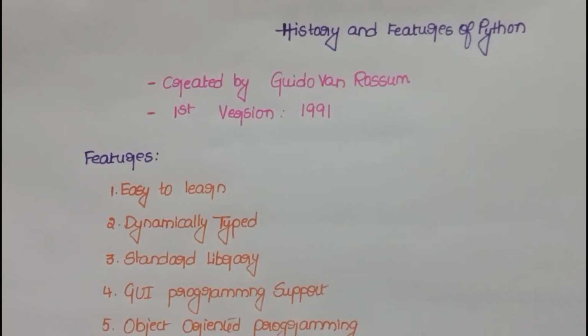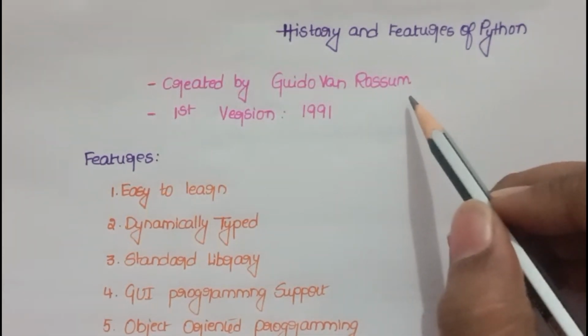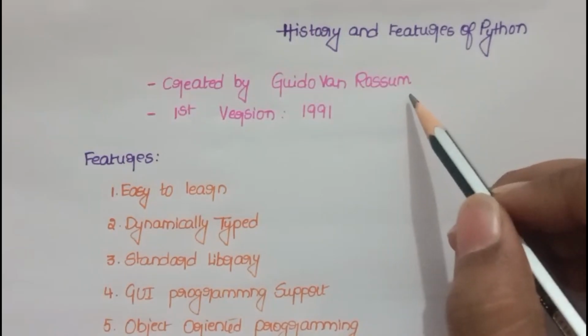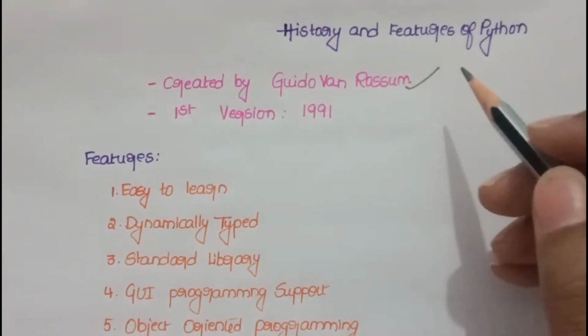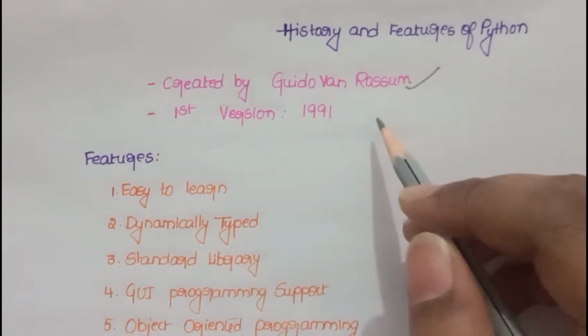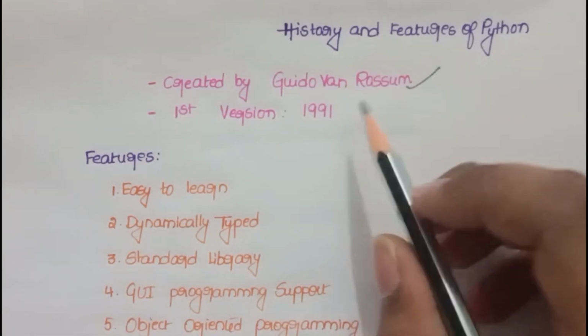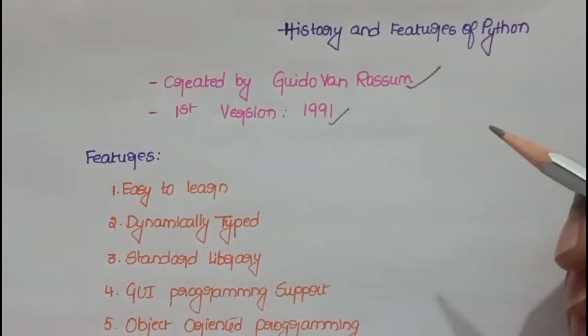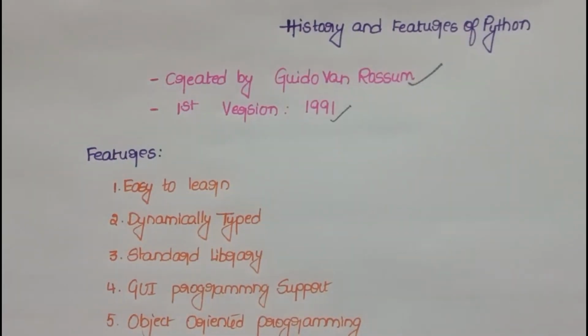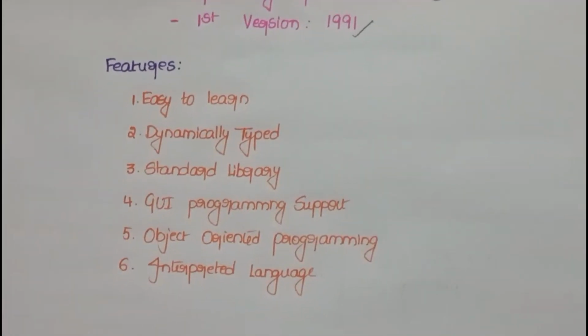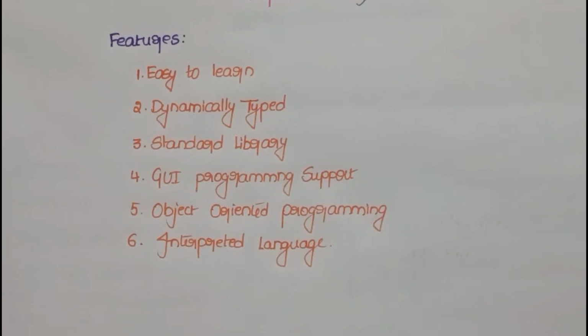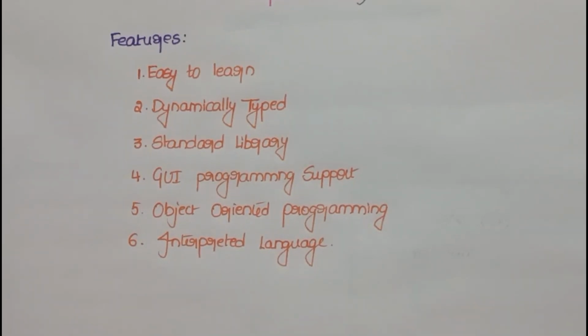In this video, we will go through history and features of Python. Let's see the history of Python. It is created by Guido van Rossum and its first version entered into the market in the year 1991. Now let's see the features of Python. These are the 6 important features of Python.